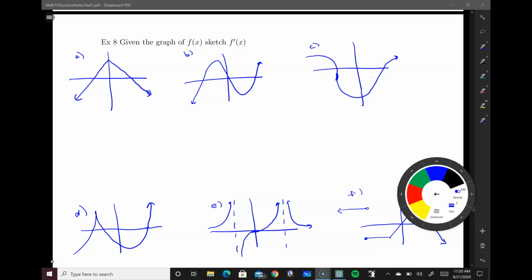Okay, so I've given you a whole bunch of graphs here, so you can slowly copy them down as we're going. So the blue one is the f of x, and I'm going to be drawing the derivative right below it. So here we go.